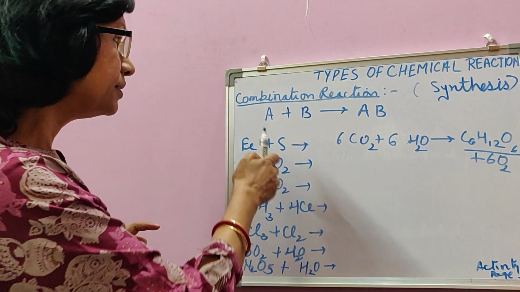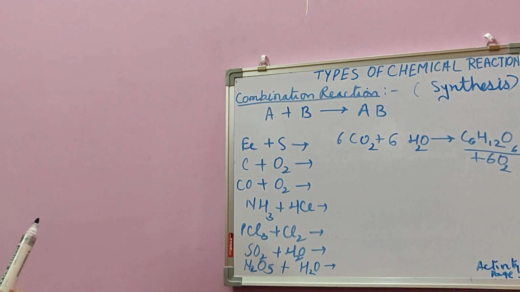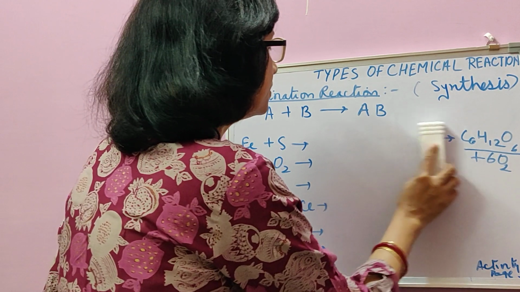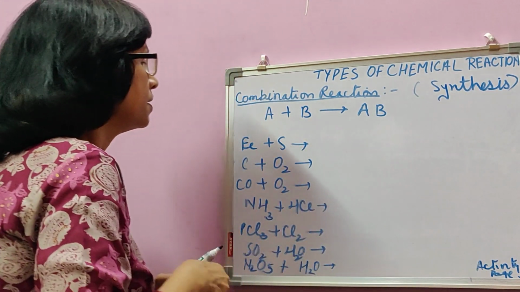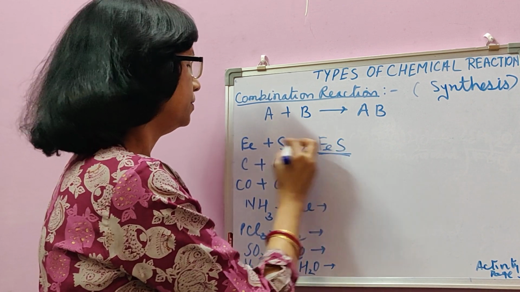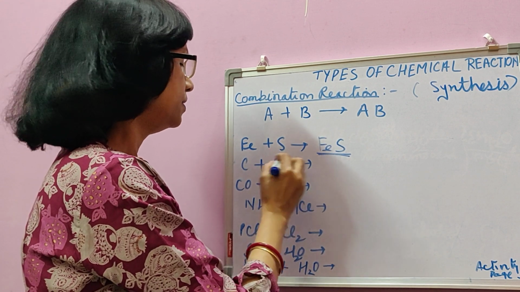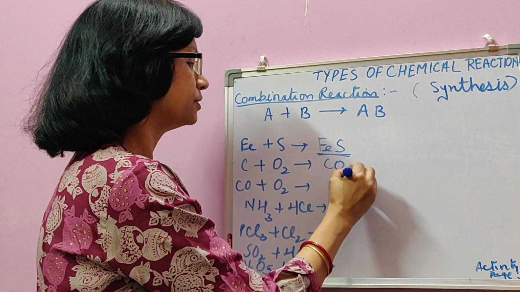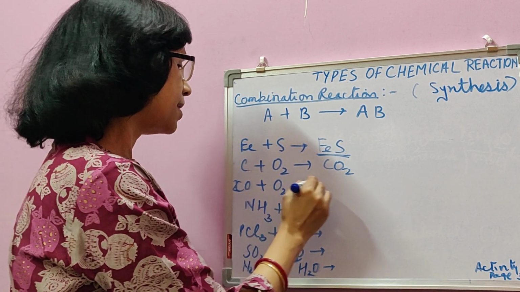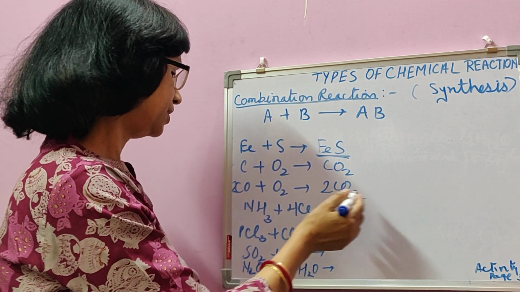Okay, so let's have some examples of combination reaction which we have already studied. Like iron and sulfur, when they are heated together, they form iron sulfide. 2 combining to make 1, so combination reaction. Carbon burns to form carbon dioxide, so combination reaction. Carbon monoxide combines with oxygen to form carbon dioxide, synthesis reaction.